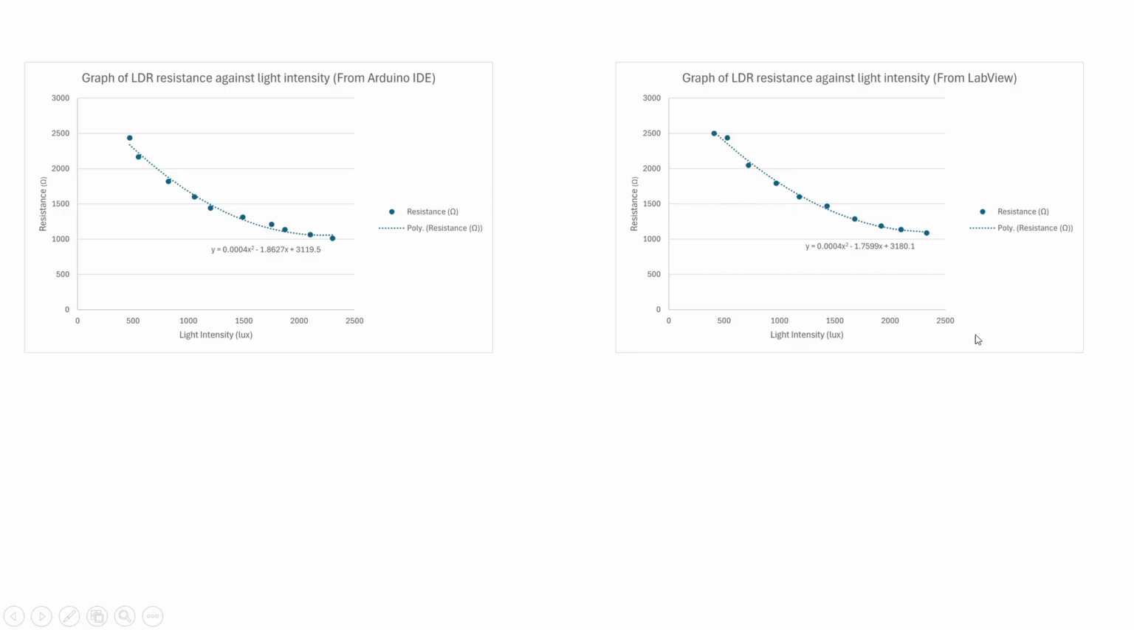Next, we need to plot all the values in Microsoft Excel, where the y-axis is the resistance of the LDR and the x-axis is the luminous intensity of light. After that, we use Microsoft Excel to find the line of best fit, which in this case, both Arduino IDE and LabVIEW produce a second order curve, and this is the equation provided by Microsoft Excel.